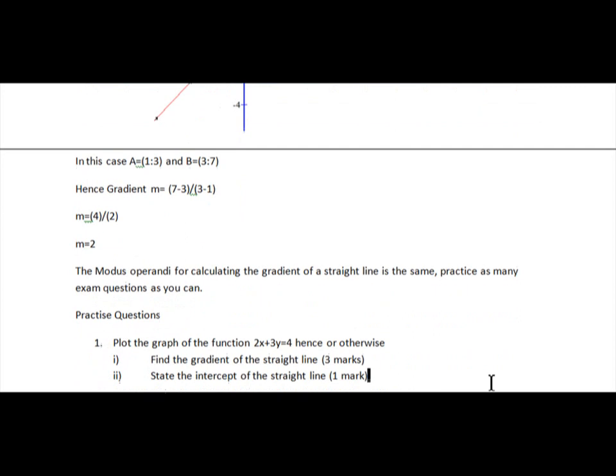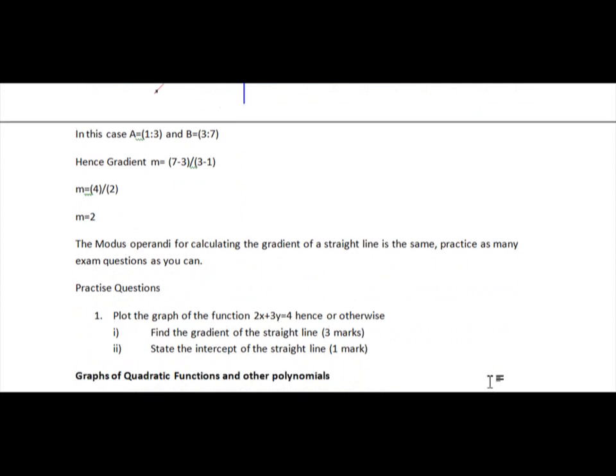So here is a practice question for you guys to take home. Plot the graph of the function 2x plus 3y is equal to 4. Hence or otherwise, find the gradient of the straight line. 3 marks. State the intercept of the straight line.